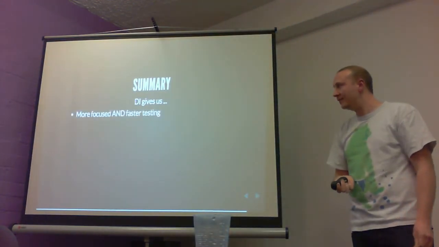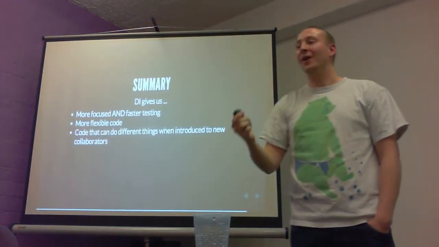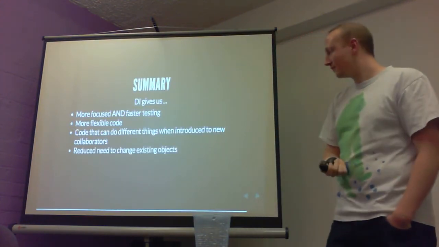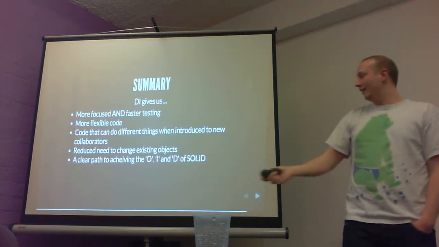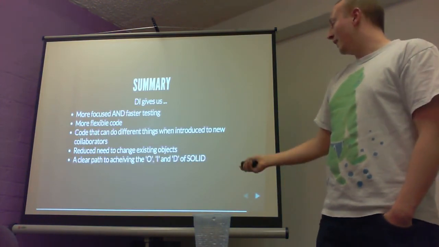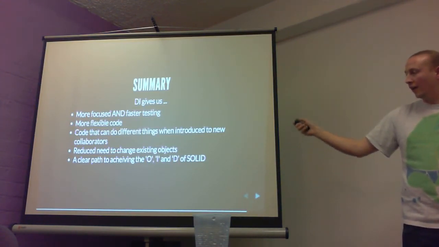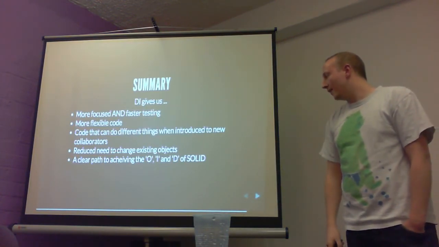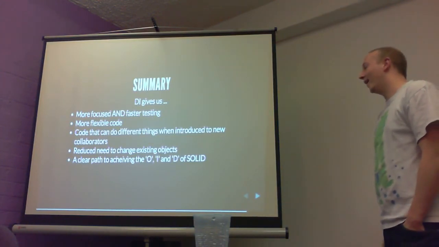To summarise, DI can help you with more focused and faster testing, more flexible code, and code that can do different things when introduced to different collaborators, giving you reduced need to change existing objects, which helps with things like open-closed and all the SOLID things. So the ones I've focused on here are the O, I, and D. That's open-closed principle, interface segregation, which we saw with the method, and obviously dependency inversion, which dependency injection is a method for doing.